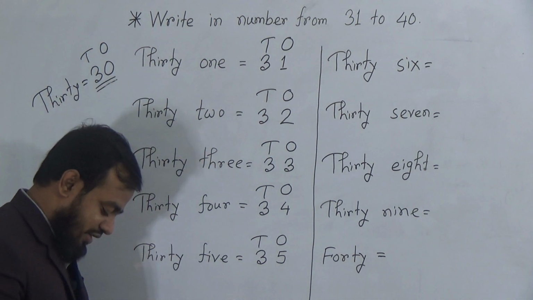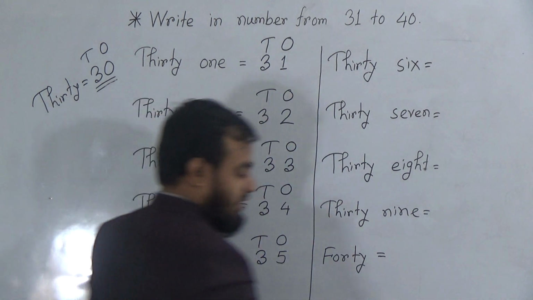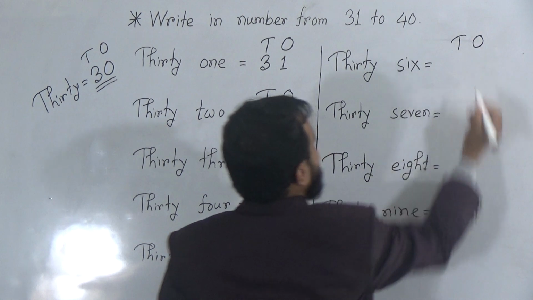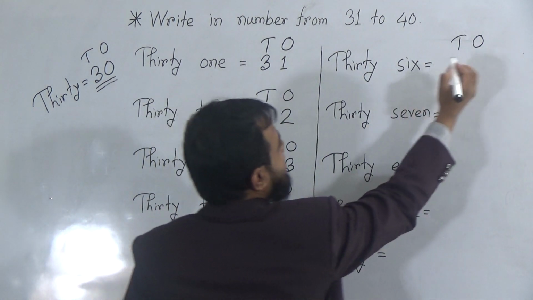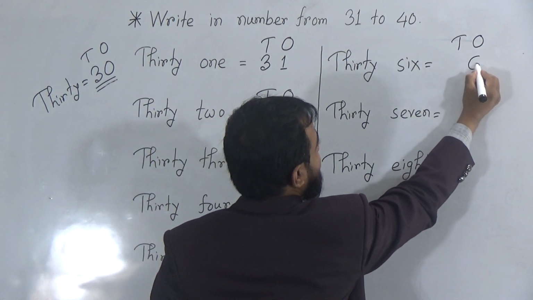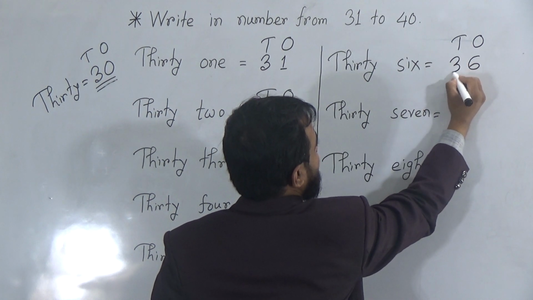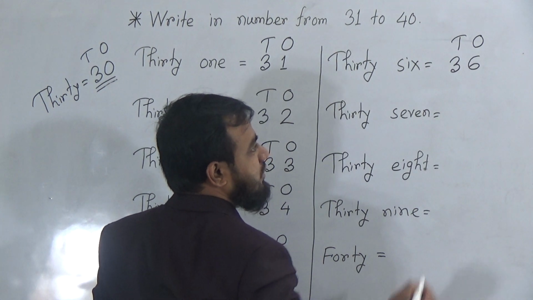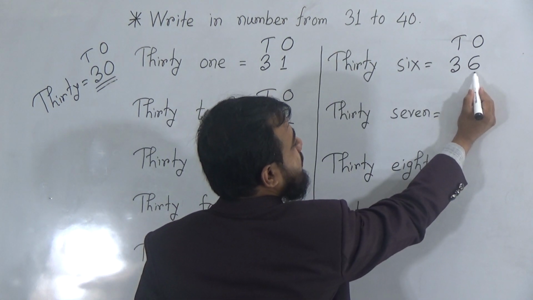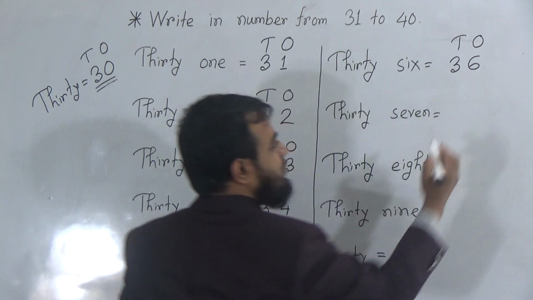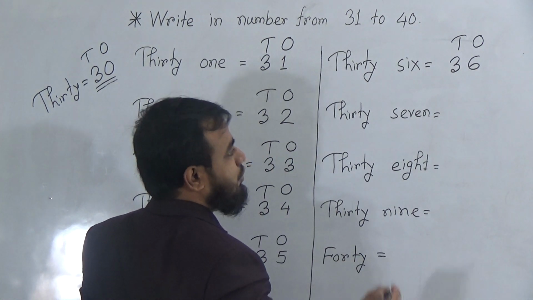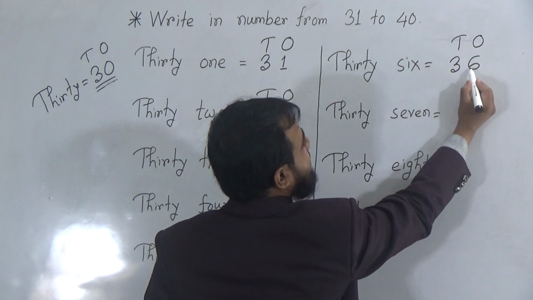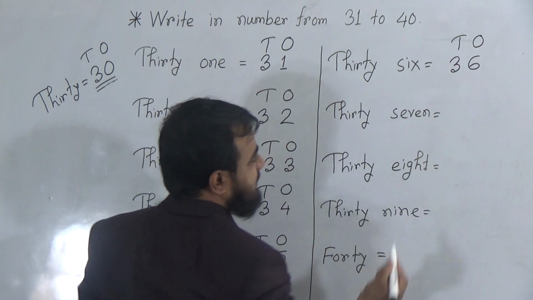Next number is 36. We should identify the place value. 6 in the ones position and 3 in the tens position, or you can say 3 and 6 make the number 36. Dear students, 6 is a very important number to write down, because you made mistakes many times. So be careful when you write down the number 6. 3 tens and 6 ones make the number 36.